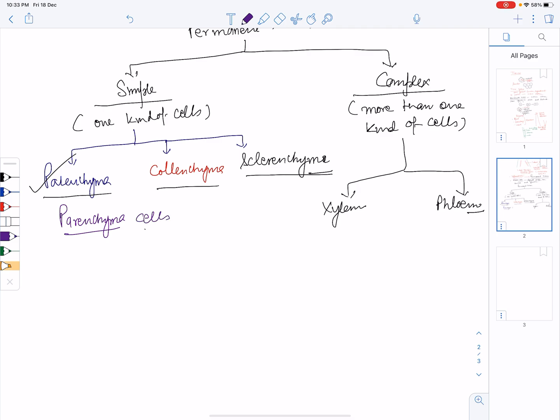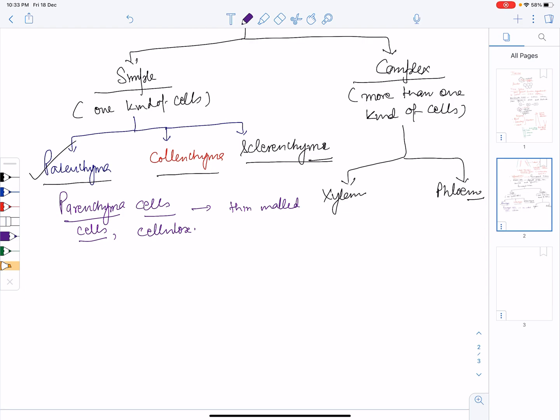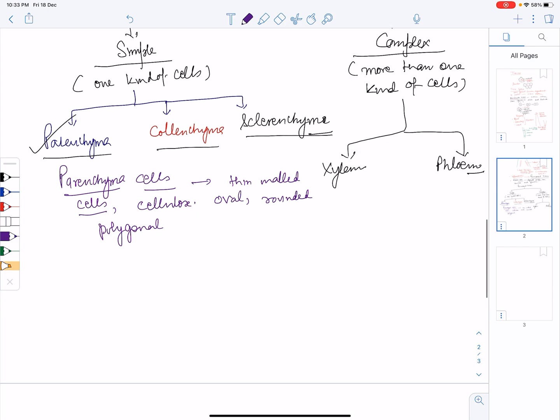Parenchyma cells are thin-walled cells. Cell wall is made up of cellulose. The shape of the parenchyma cells can be oval, it can be rounded, it can be polygonal. How can we draw parenchyma cells? Now this is the oval shape of parenchyma cells.